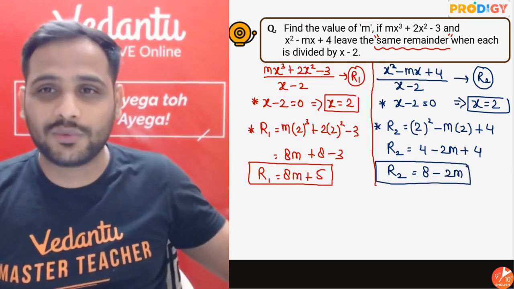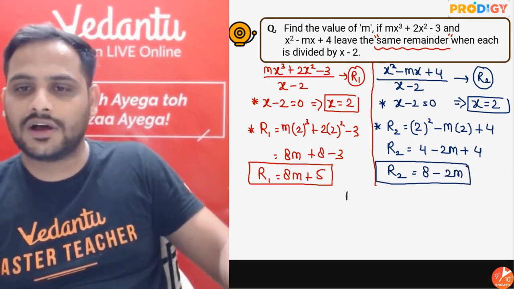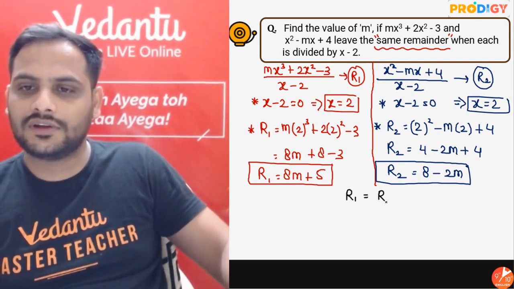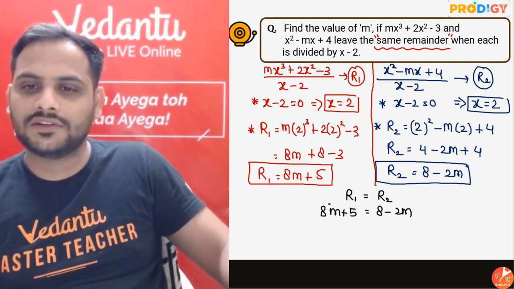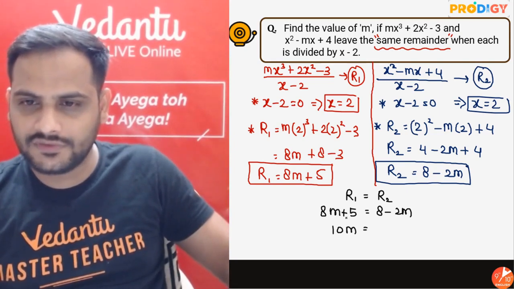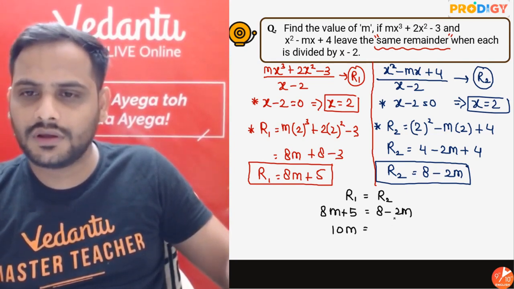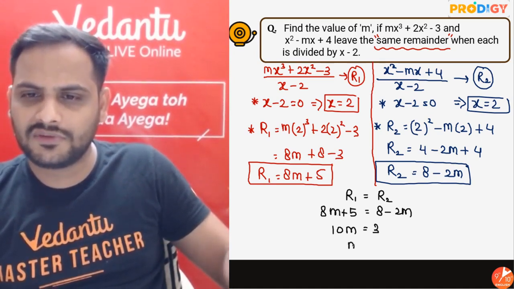Now according to the question, beta, it is clearly telling you r1 is equal to r2. So let's make them equal. So 8m plus 5 is equal to 8 minus 2m. Shift it over there, 5 over here. So 10m is equal to, if I shift it over there, 8 minus 2m plus 2m, 10m. Here 8 minus 5 is 3. m is equal to 3 by 10.